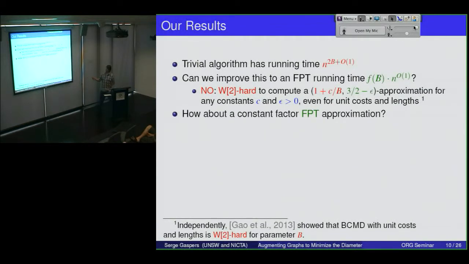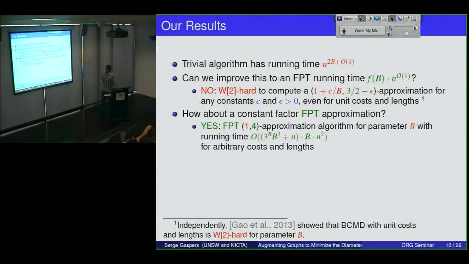But now, can we maybe achieve a constant factor FPT approximation? So an approximation algorithm which has this running time, f of b times a polynomial in n. And it turns out that we can actually do this. And so we have an FPT 1,4 approximation. So the budget, we don't use more money than is in our budget, but the diameter will be at most 4 times the optimum.